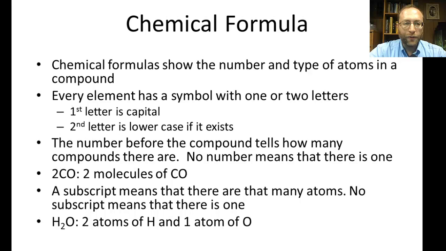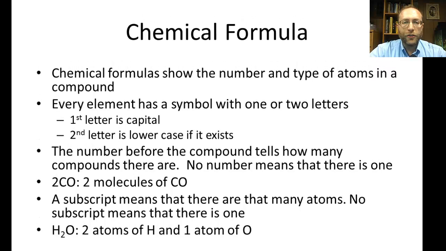Now we come to chemical formulas, and chemical formulas show the number and types of atoms in a compound. Every element has a symbol with 1 or 2 letters. The first letter is capitalized, and the second letter is lowercase if there is a second letter. For example, hydrogen is just capital H, only 1 letter. But for sodium, it's Na, capital N, lowercase a. So it's 2 letters, first capitalized, second lowercase.